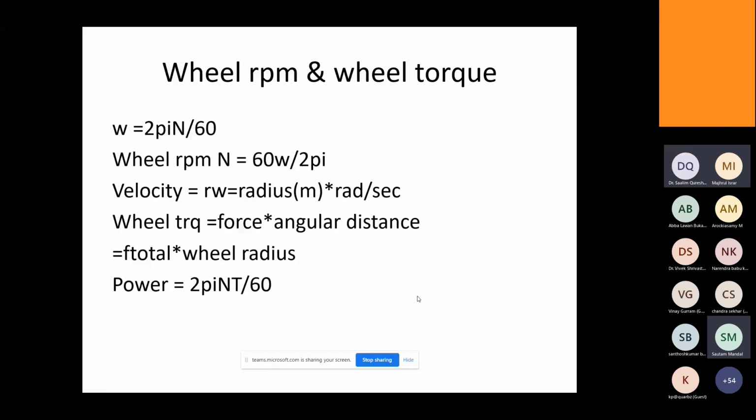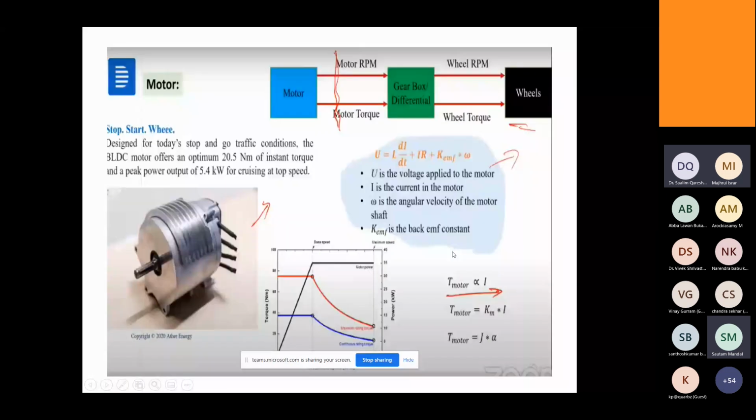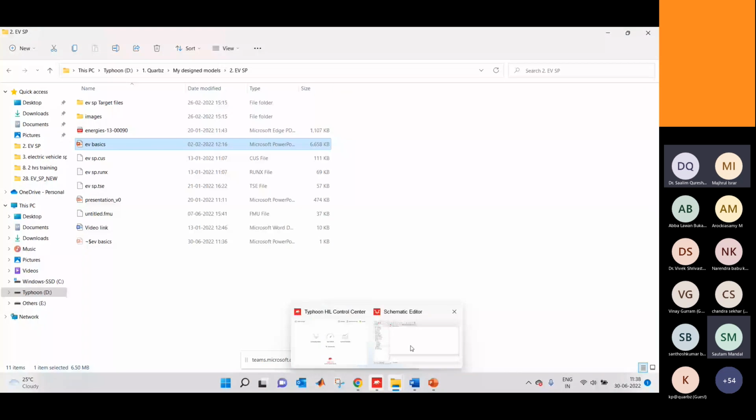Like the wheel RPM and all. And for the transmission, we need some transmission formulas. This we need to incorporate here. So now, without taking much time, let me minimize it and come to my main window of schematic.